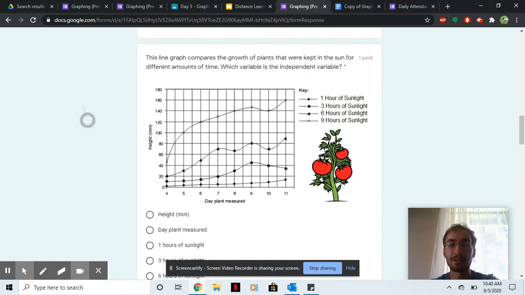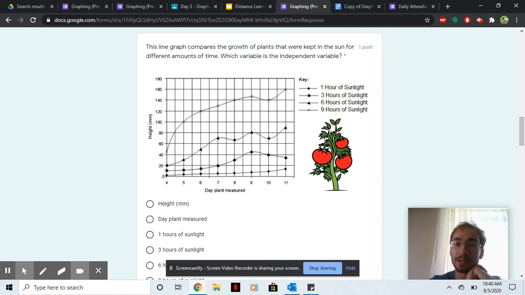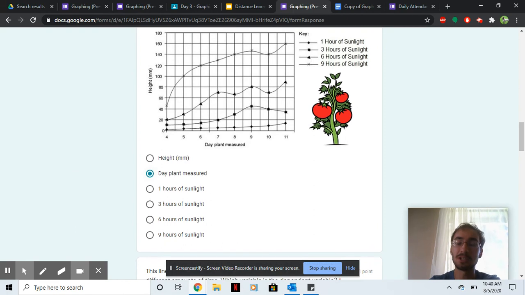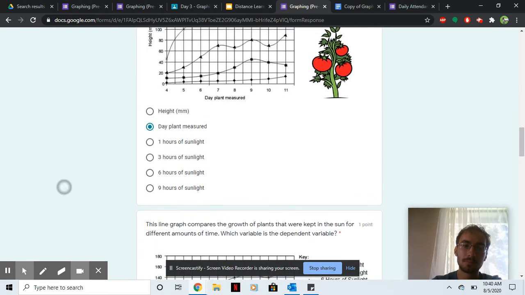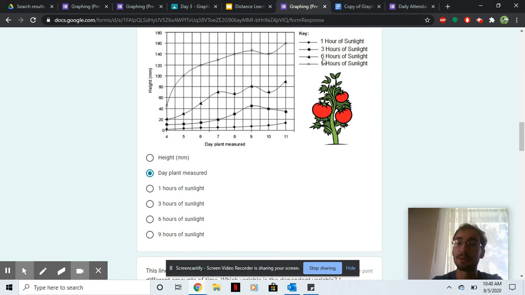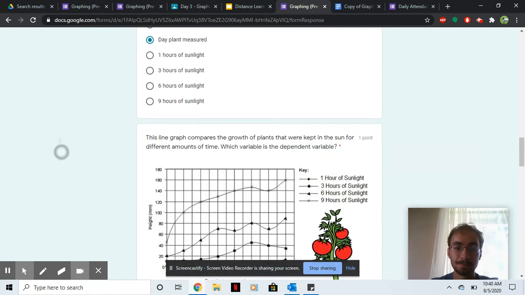Next, the line graph compares the growth of plants that were kept in the sun for different amounts of time. Which variable is the independent variable? So remember, independent, what changes? That's what goes on the x-axis. Day plant measured. See, there's different amounts of sunlight, and the independent variable will usually go on the x-axis. So that's the way to do it.